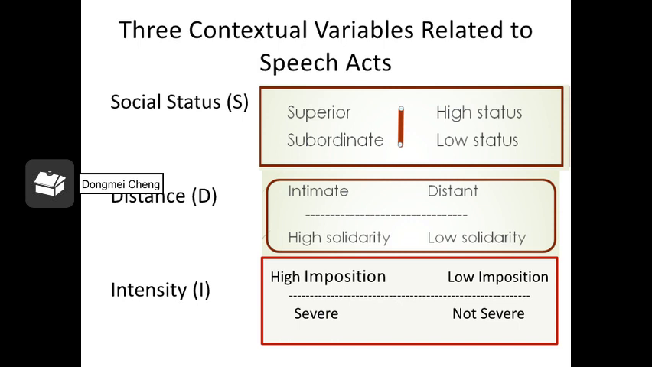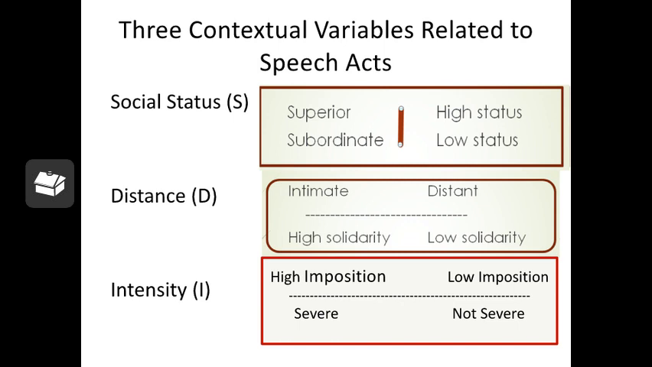There are 3 types of contextual variables that are related to speech acts. Here, we're just going to a very brief introduction. Later on, we will go into more details on how these 3 contextual variables are being operationalized in research studies and how we can consider these in our teaching context. The first one is the social status, which is abbreviated using the letter S. And this one refers to the relative status of the speaker or writer and the listener or reader.